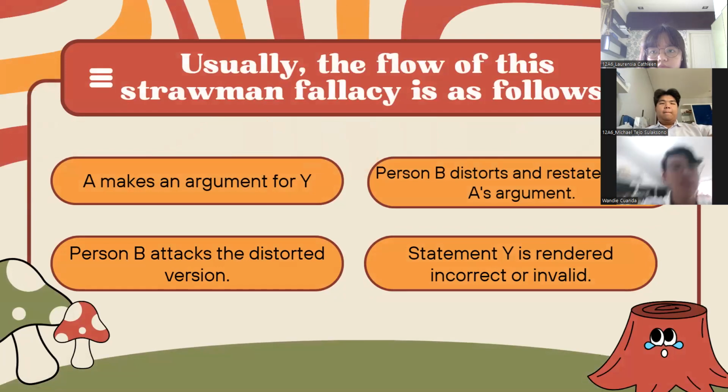Now there's a simple flow for how the strawman fallacy works. So let's discuss. Firstly, it starts with person A making an argument for idea Y. Then person B distorts and restates person A's argument. Then person B attacks the distorted version of person A's argument. This makes statement Y rendered incorrect or invalid.